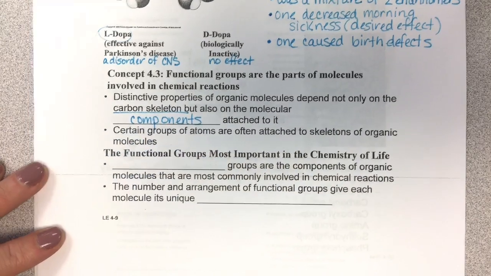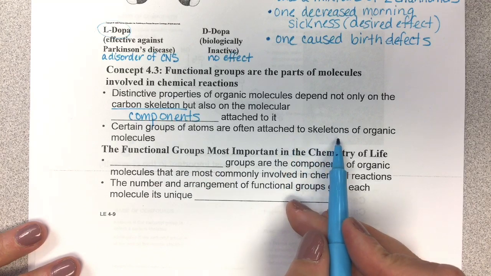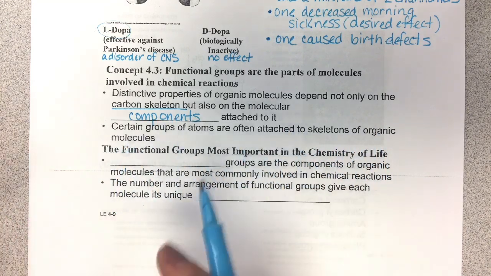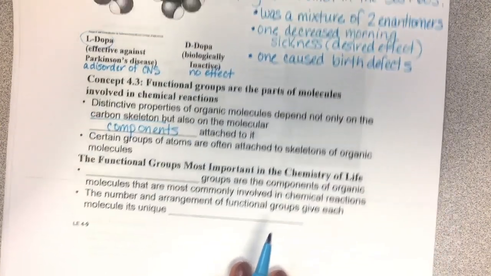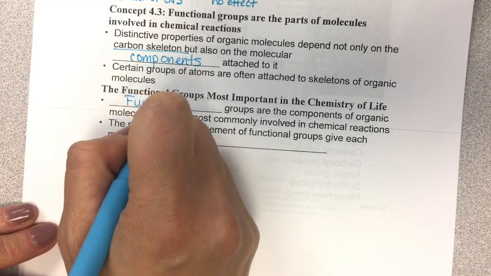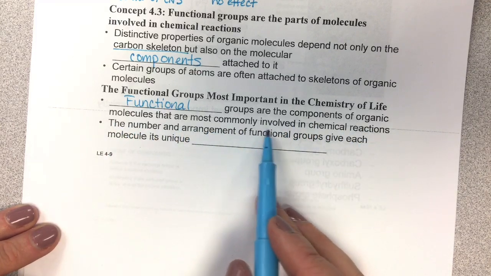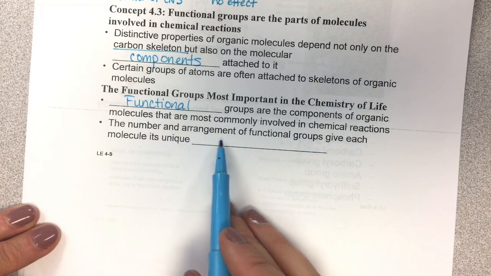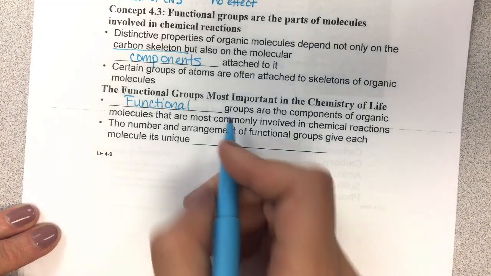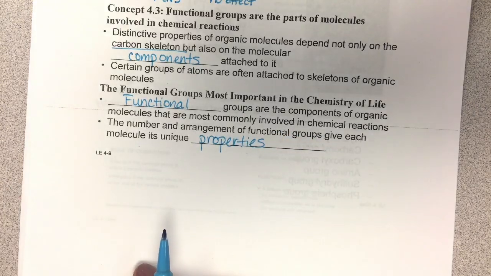So we just talked about the carbon skeleton with hydrocarbons, and now we're going to look at other groups. Certain groups of atoms are often attached to these skeletons of organic molecules. And so if we know these different groups, we can look at unknown molecules and tell some things about them. So functional groups are the components of organic molecules that are most commonly involved in chemical reactions. So the number and arrangement of functional groups give each molecule its unique properties. And so what types of functional groups are attached to them? Some are acidic and therefore make the molecule acidic, and so on.